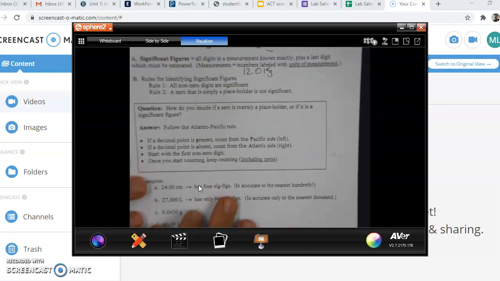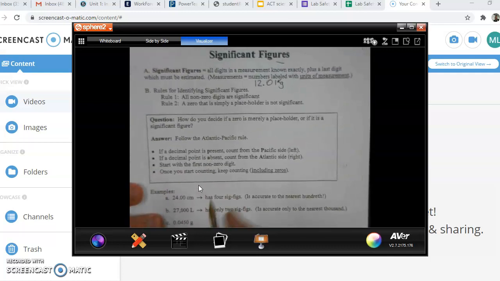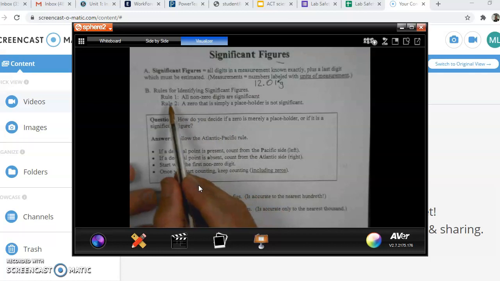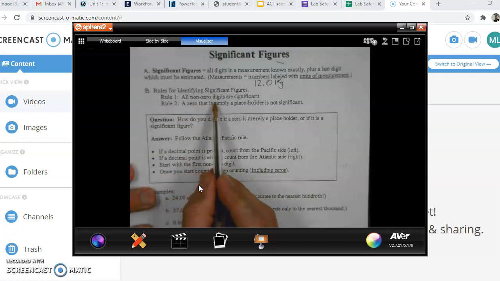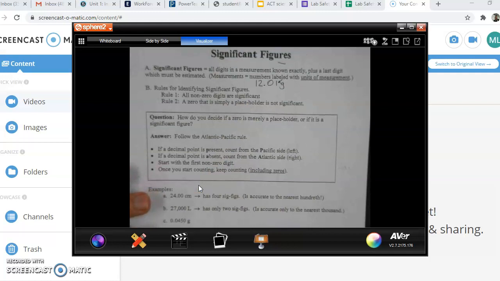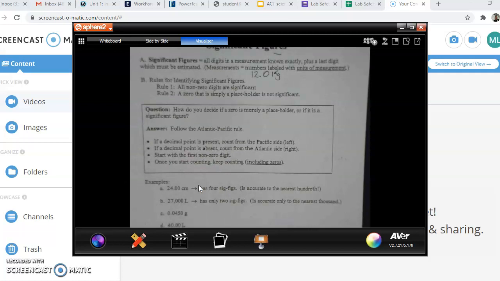Okay, so here are a few rules for significant figures, and we're going to go over these today. Rule 1: all non-zero digits are significant. So 1, 2, 3, 4, 5, 10. Oh, it has a 0 in it, but we will be looking at how to deal with zeros with significant figures later. So rule number 2: a 0 that is simply a placeholder is not significant. Okay, so how do you decide if a 0 is merely a placeholder or if it is a significant figure? So here's what we do.